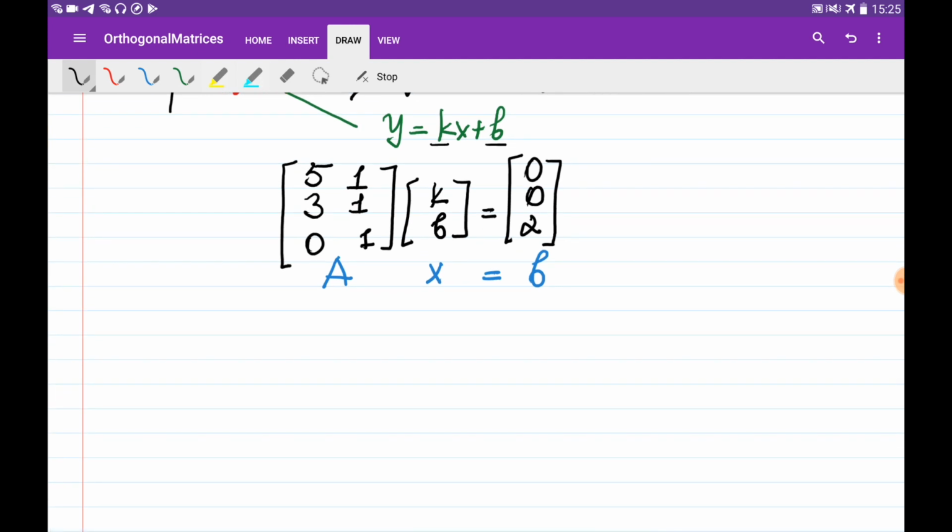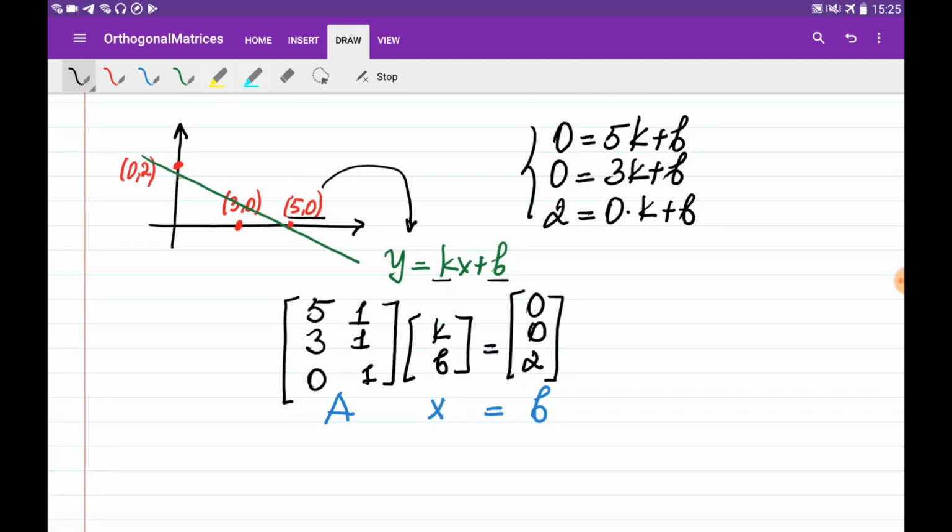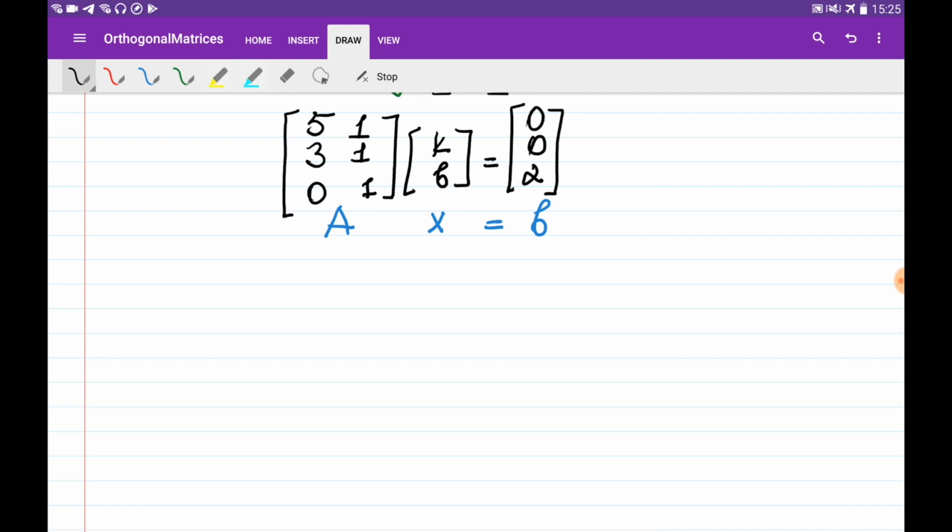So the problem is the system has no solution, right? So we know that we cannot make the line which is going to pass through the 3 points. Or we can see this from the augmented matrix of this system as well. So what we can do is discuss this a little bit further. What does it mean that the system has no solution?